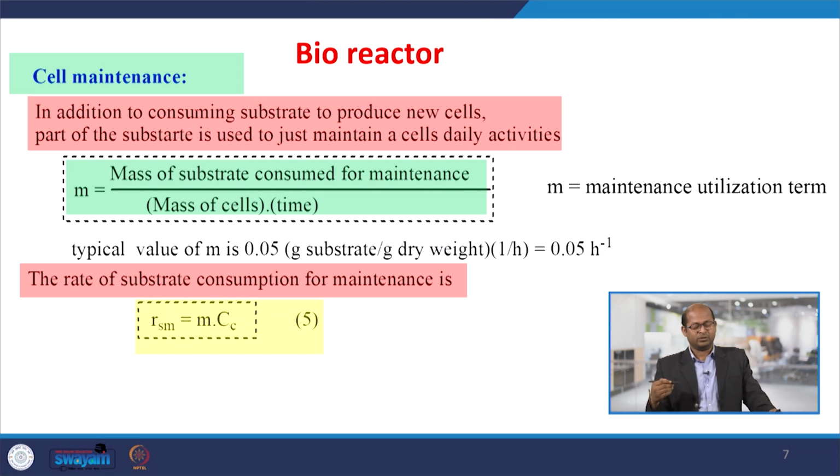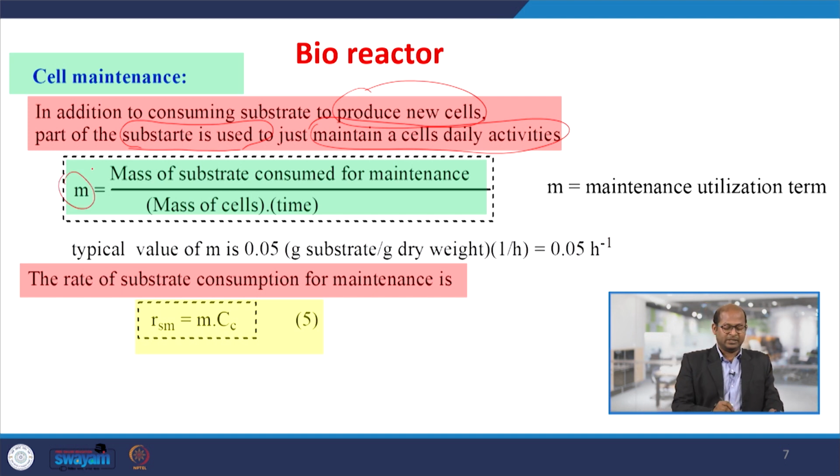That is actually called cell maintenance: not only for the production of new cells, but to maintain the cells in their daily activities we also need substrate. So, the substrate is used for new cell production as well as for maintenance of the cells' daily activities. Both ways, the substrate that we use for the cell culture is used. That is usually expressed in terms of M, the cell maintenance: the mass of substrate consumed for maintenance per unit mass of cells per unit time. The amount of substrate consumed during cell maintenance depends on the number of cells present inside the bioreactor. So, M we can express as the mass of the substrate consumed for maintenance per unit mass of the cells per unit time.